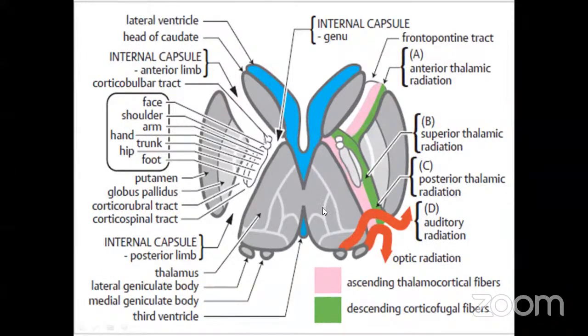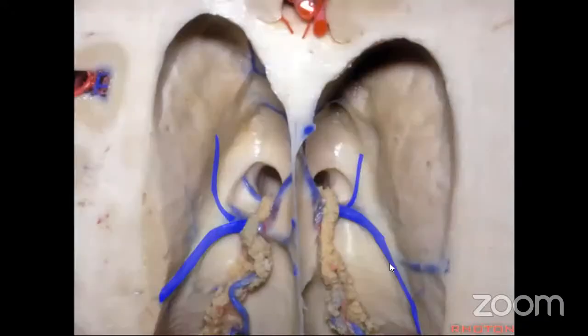Also shown are parts of the thalamus over here, the lateral and medial geniculate body. We know that medial, M is for music, is important for auditory radiation, whereas the lateral geniculate body is important for the optic radiations. So again, a beautiful picture from the anatomy of the Rhoton.